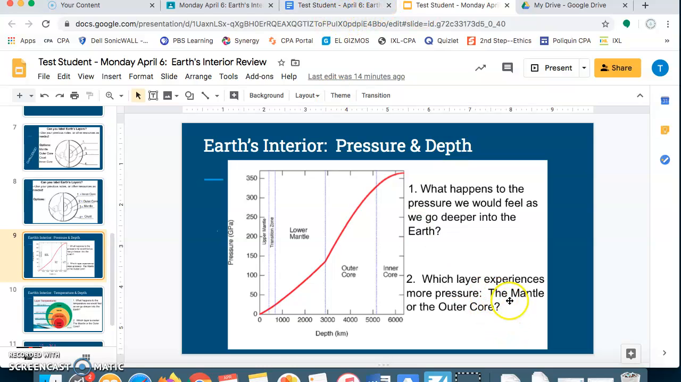Which layer experiences more pressure, the mantle or the outer core? Well, if you compare the regions, let's say the lower mantle versus the outer core.